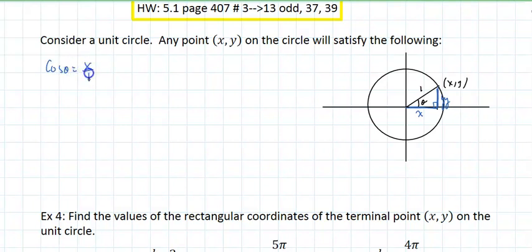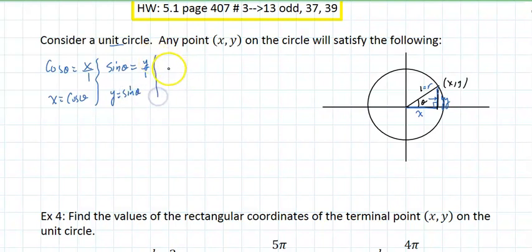that's the adjacent over the hypotenuse, but the hypotenuse is the radius, which is 1, because it's a unit circle. So pretty much this says x equals the cosine of theta. And similarly, if I take the sine of theta, that would be the opposite over the hypotenuse. But again, it's 1, so y is the sine of theta.